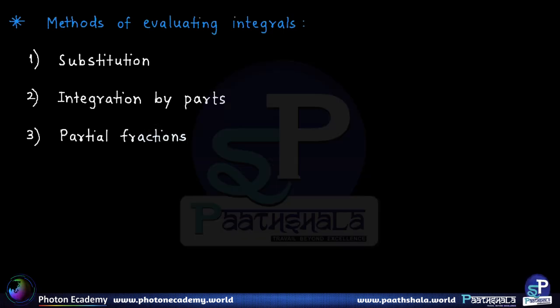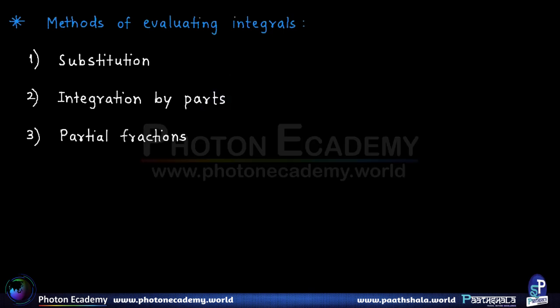of two different functions. And lastly we have the integration using what is called partial fractions, which involves rational algebraic functions of specific nature. So let us go into these details one by one.